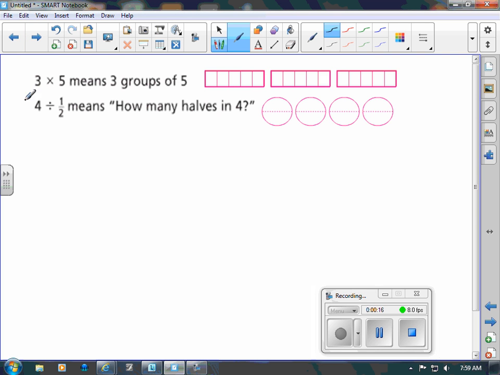So what I mean by that is when we think about 3 times 5, it really means 3 groups of 5. So over here I have drawn out 3 groups of 5, right? 5, 10, 15. So we know 3 times 5 is actually 15.